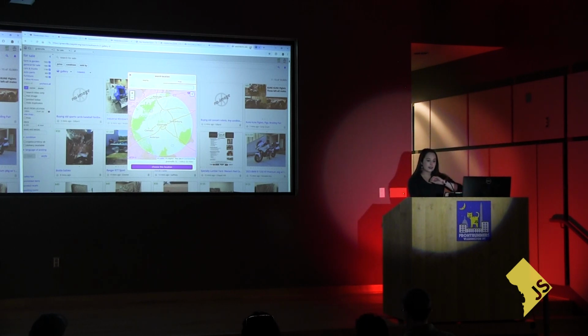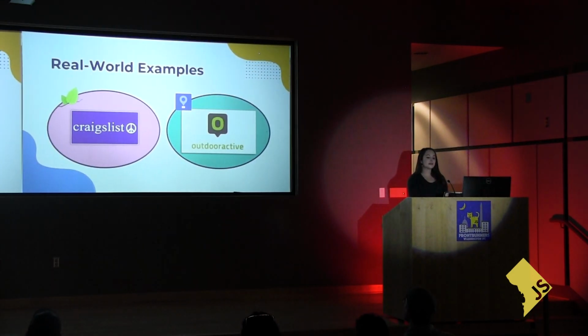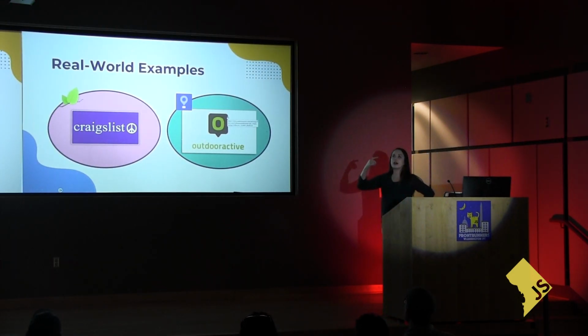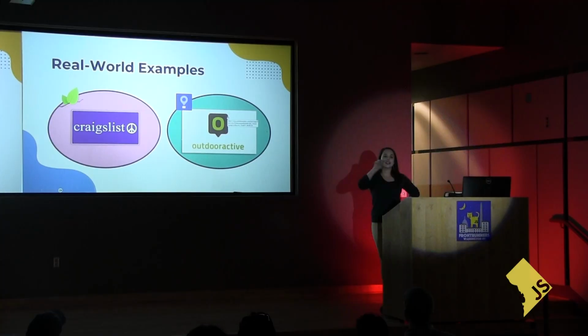The one in Outdoor Active actually is a bit more nuanced, and I just closed it. But basically what you have to do is you have to go into the browser's developer tools, actually target that element of the map, and it'll actually say MapLibre within there.